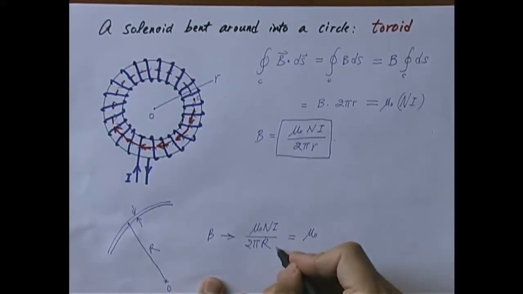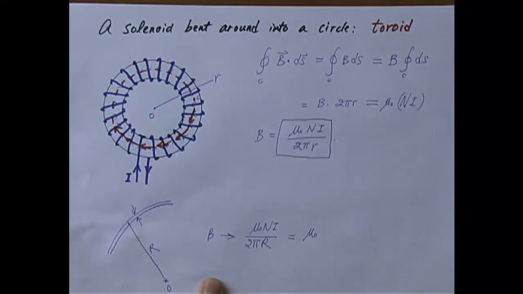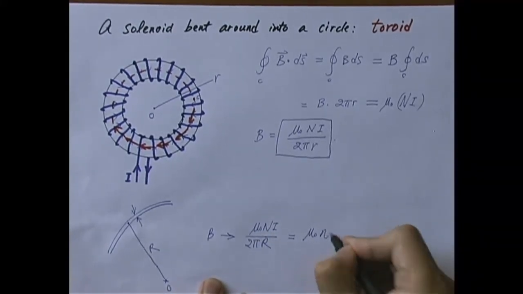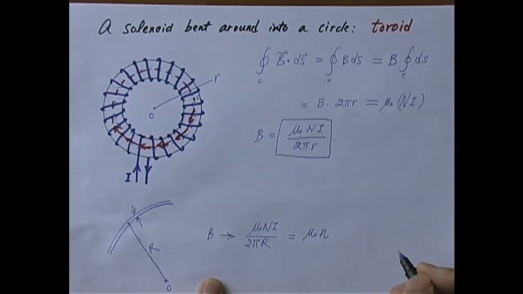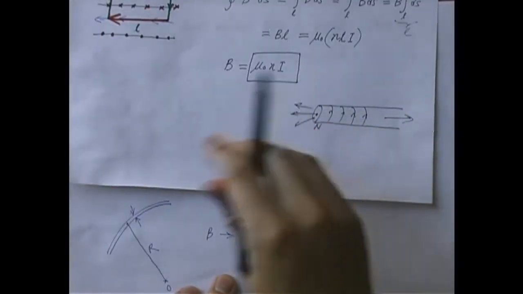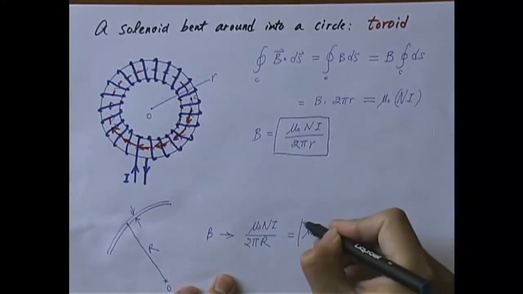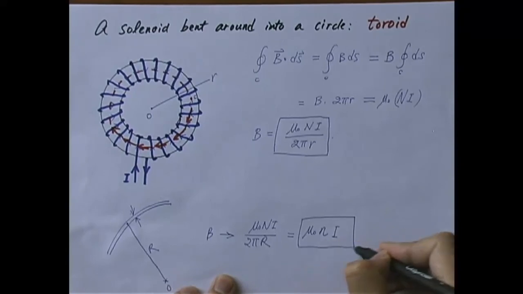What about N over 2 pi R? That is the total number of turns divided by the total length. Isn't that small n, the number of turns per unit length? Then times I. Recognize that? That is the expression for the magnetic field of a solenoid. See that? Okay, so you see, under the right approximation, the toroid expression for the magnetic field is the same as that of a solenoid.